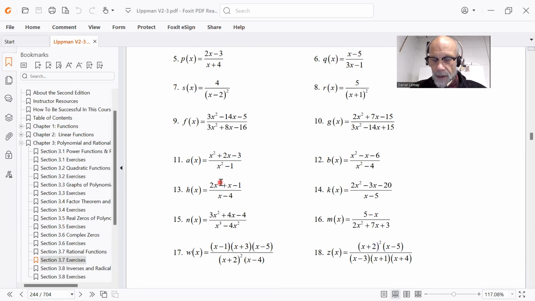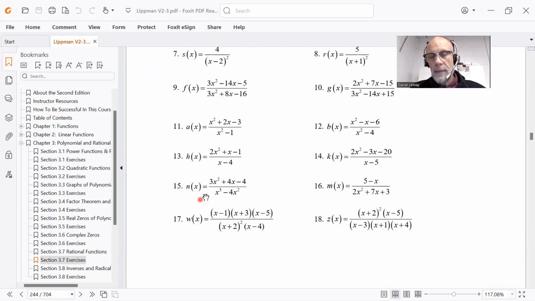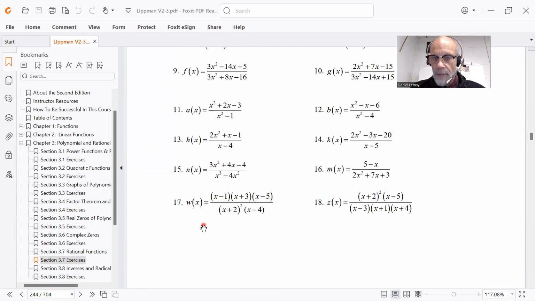See how it's a top-heavy function, degree 2 over degree 1, so there'll be no horizontal asymptote. How about this one? Bottom heavy, so y equals 0 is a horizontal asymptote. How about this one when they FOIL it out for us?